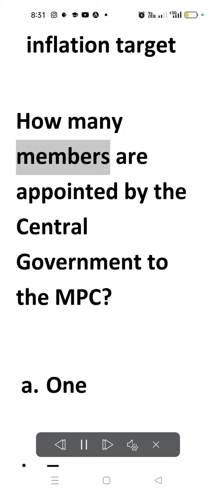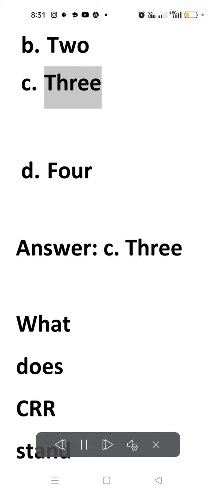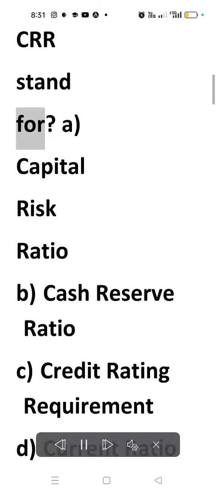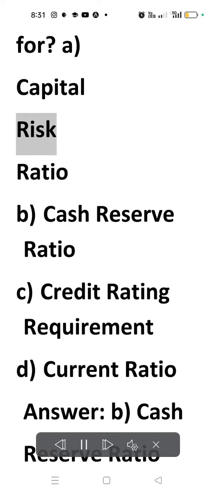How many members are appointed by the central government to the MPC? 1, 2, 3, 4. Answer: C, 3. What does CRR stand for? A. Capital risk ratio. Cash reserve ratio. Credit rating requirement. Current ratio. Answer: B. Cash reserve ratio.